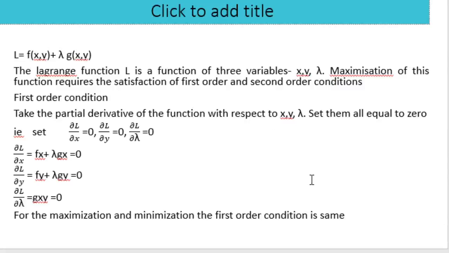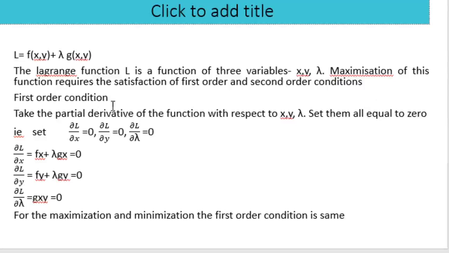Here L is equal to a function of x, y plus lambda g, a function of x, y. This is the new function. The new Lagrange function has 3 variables, x, y and lambda, and the maximization requires the satisfaction of the first order condition and the second order condition. Now we want to see the first order condition and the second order condition.